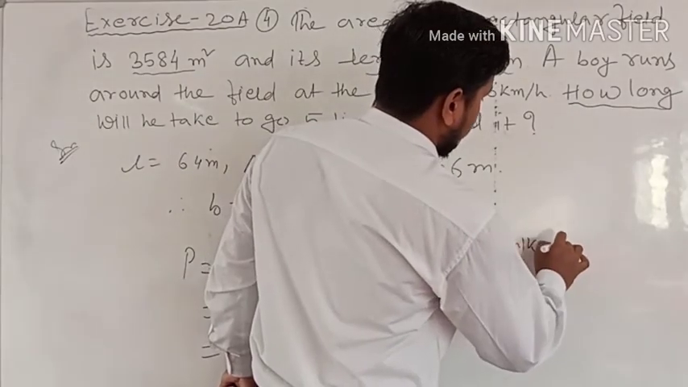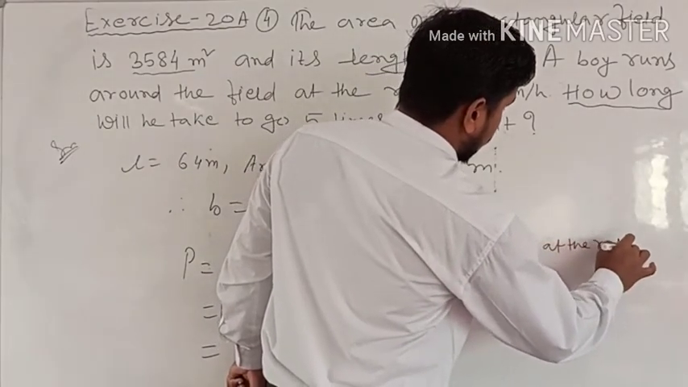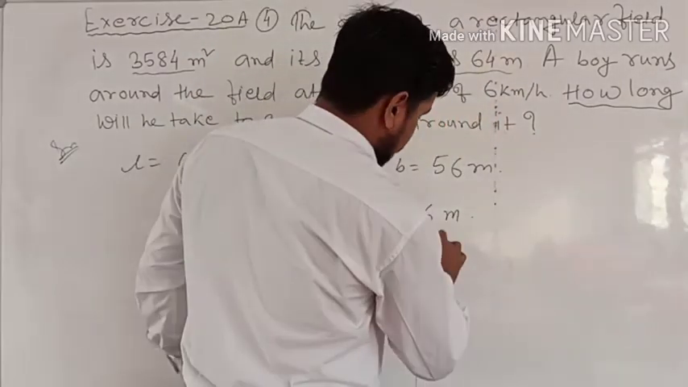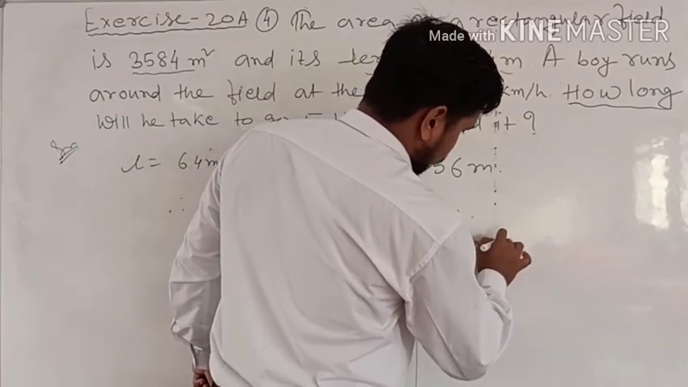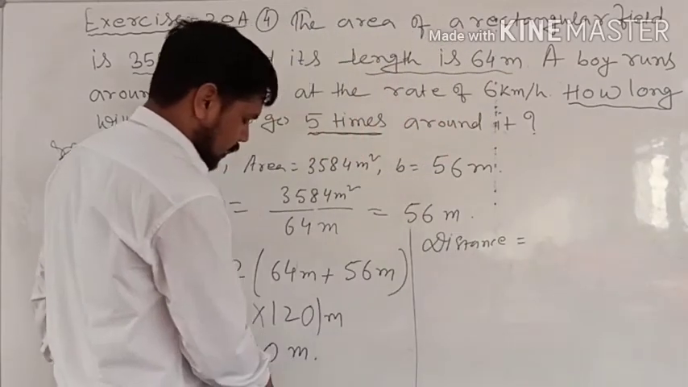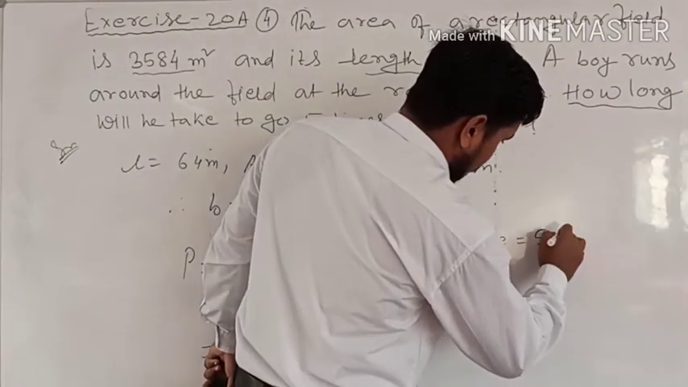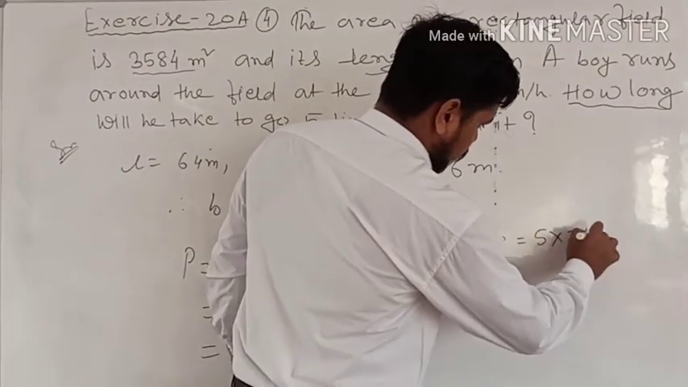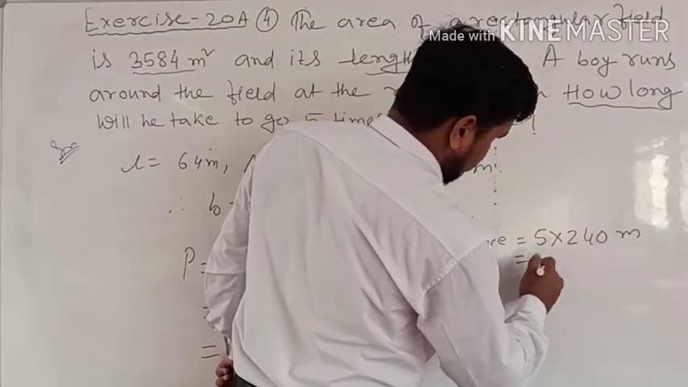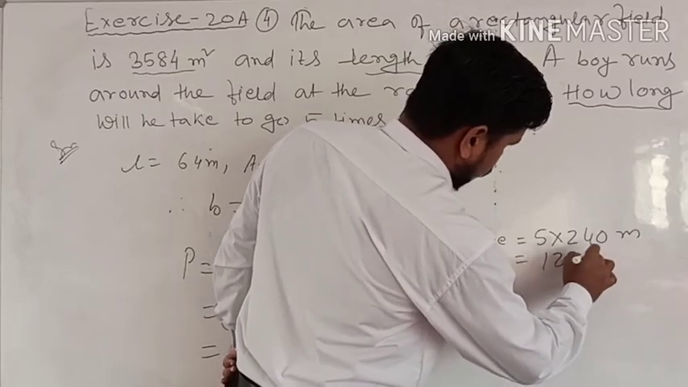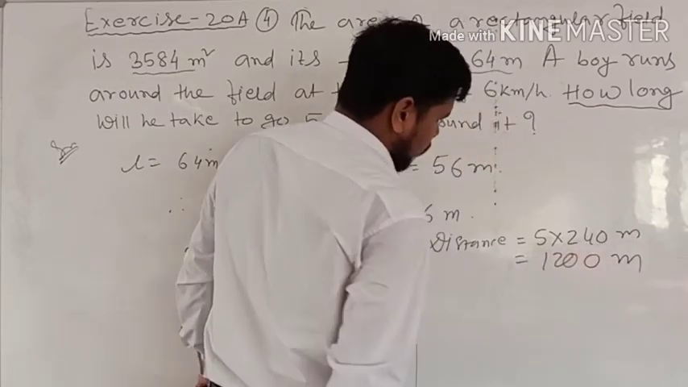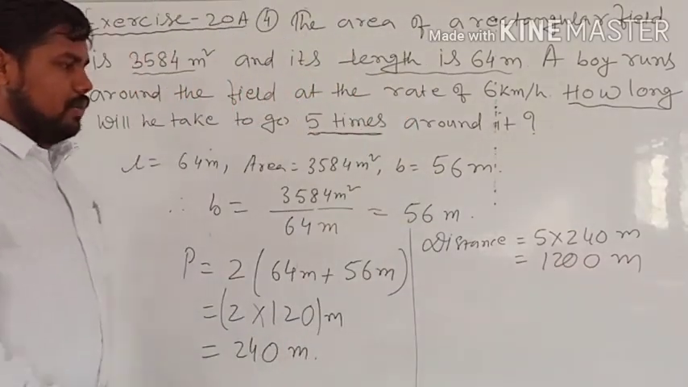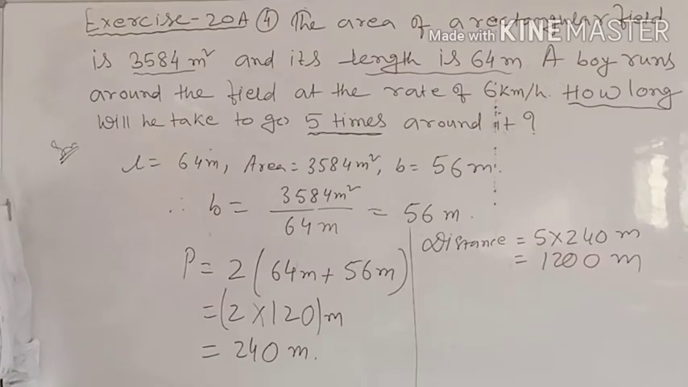So first let us see the boy walk at the, before that find the distance also. Show the distance covered. The distance is equal to 5 times of 240. So 5 multiply 240 meter. That means the total distance he is traveling is 1200 meter. Okay, so 1200 meter means 1200 meter total he is walking.